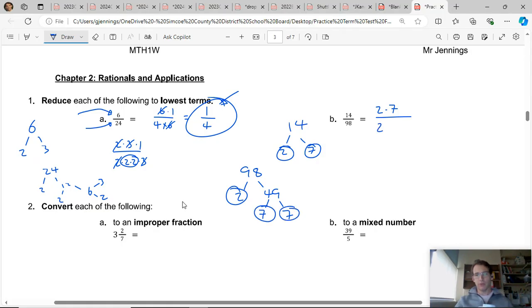So this is over 2 times 7 times 7. And don't forget we're multiplying by 1 as well. These cancel these, and we're left with that. So the final answer is 1/7. Know how to do these.